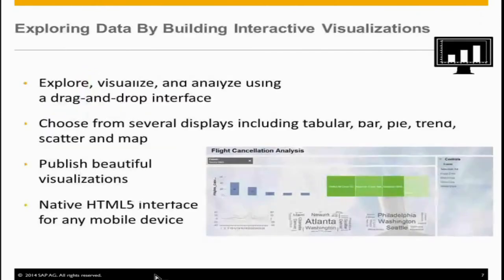You then have the ability to explore, visualize, and analyze using a very simple drag and drop interface. You can choose from different chart types to create your charts, so that's tabular charts, pie charts, trends, and so on. And you then have the ability to publish these beautiful visualizations to Lumira Cloud. You can also explore directly in Lumira Cloud as well. And the native HTML interface that we have allows you to view that same information on a mobile device as well.